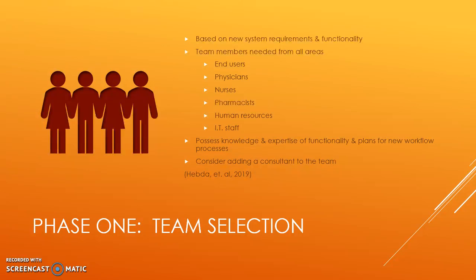Phase 1, team selection. This is your implementation and planning team. Want to choose team members based on new system requirements and functionality. Team members should come from all areas: frontline staff, physicians, nurses, pharmacists, human resources staff, and IT staff. They should possess knowledge and expertise of functionality and plans for new workflow processes. Should also consider adding a consultant to the team. Consultants can add skill to support the team, help build functionality into specific applications, and can support the team without taking away from the other duties of the project manager.